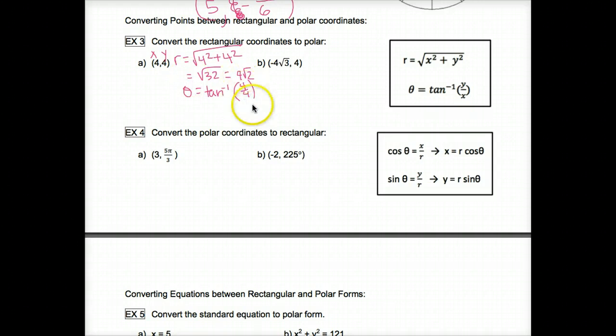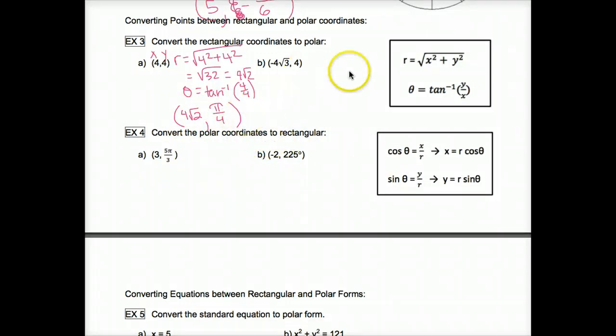So where the tangent is 1 is essentially what we're asking for here, and the tangent is 1 at 45 degrees. I didn't put it in the directions here, but the book's directions do say to list them in radians. So don't write 45 degrees here, write pi over 4, because that's what the book does. So that is one way that I could get my rectangular coordinate into polar coordinates. This would be my radius, this would be my theta.